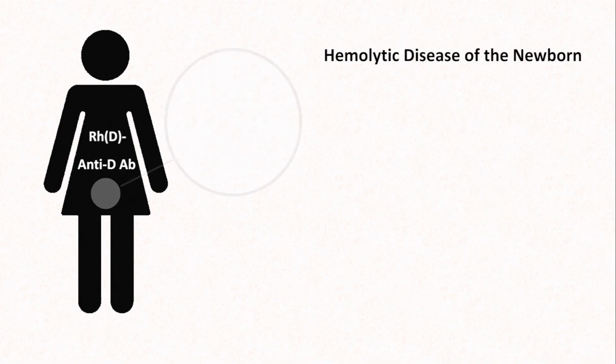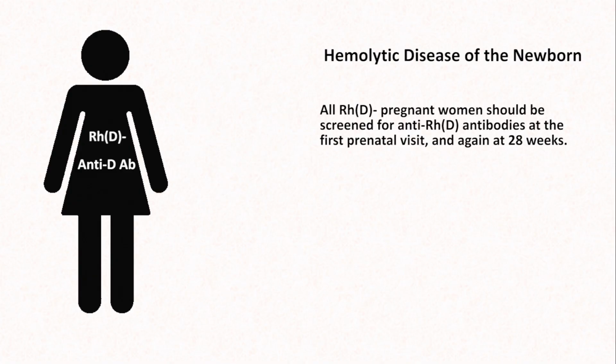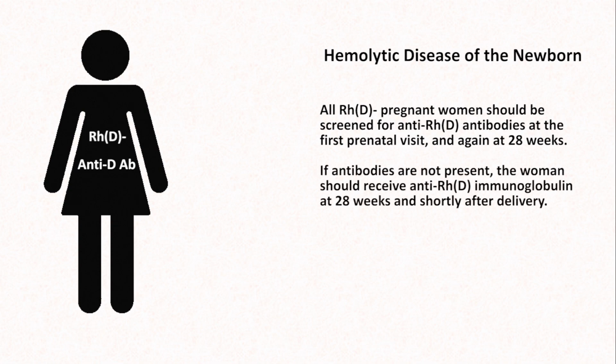To prevent this, all Rh negative pregnant women should be screened for anti-RhD antibodies at the first prenatal visit and again at 28 weeks. If antibodies are not already present, anti-D immunoglobulin, marketed in the US as RhoGAM, should be given at 28 weeks and shortly after delivery, unless the baby is known to be Rh negative.